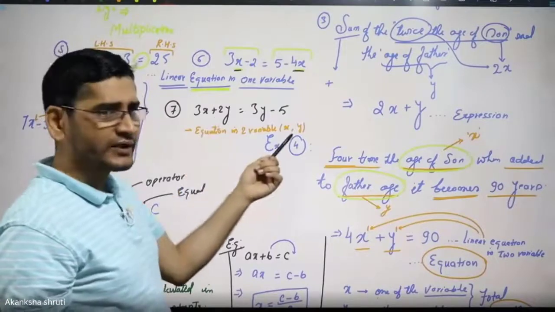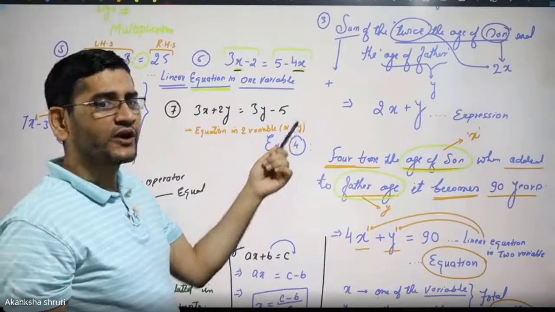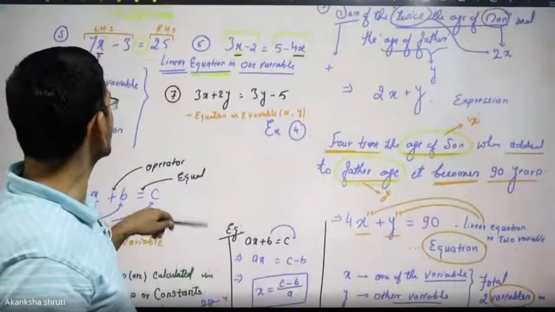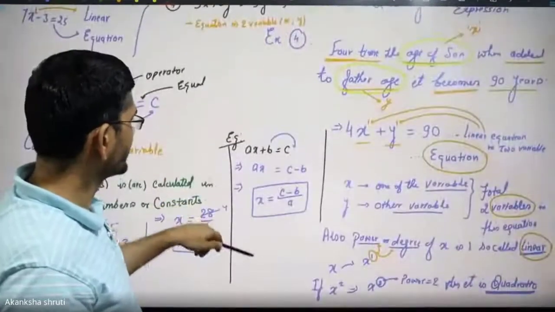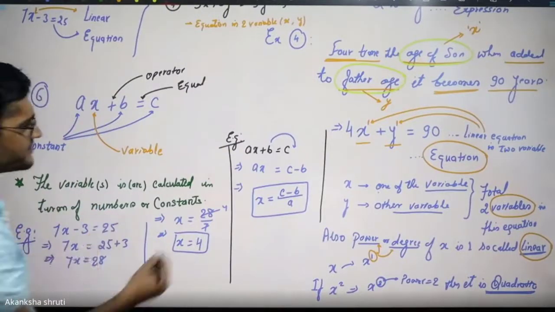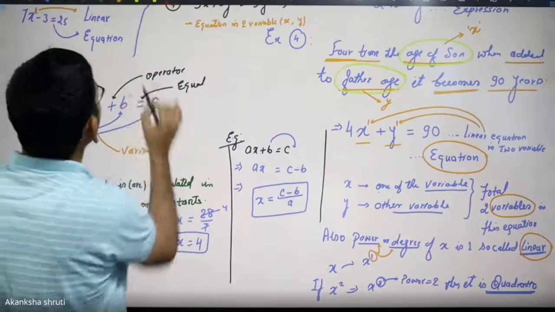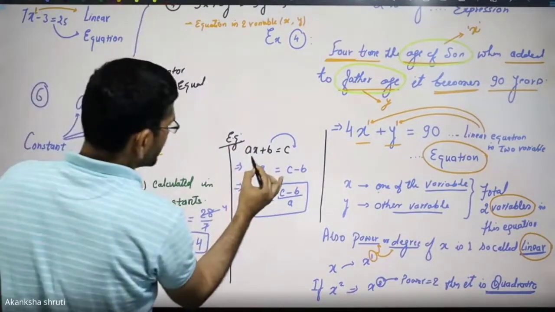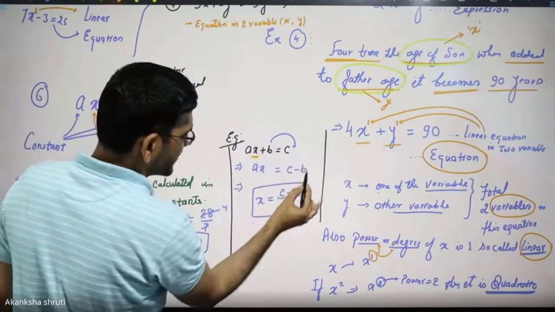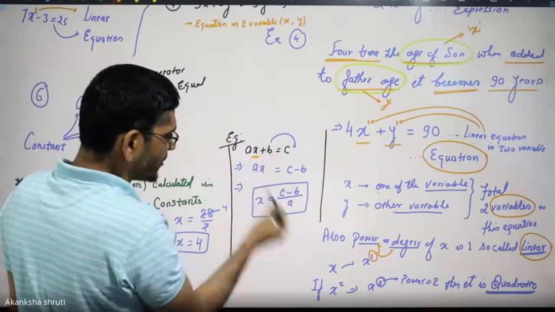How to calculate these two variables x and y, we will learn in class 9th or in higher standard. Right now we have to stick to this one variable only. So how to calculate this linear equation in one variable? For calculating the value of x, we are keeping the x term on the left hand side and sending all the other constant terms to the right hand side. So we are applying some rules of transformation.